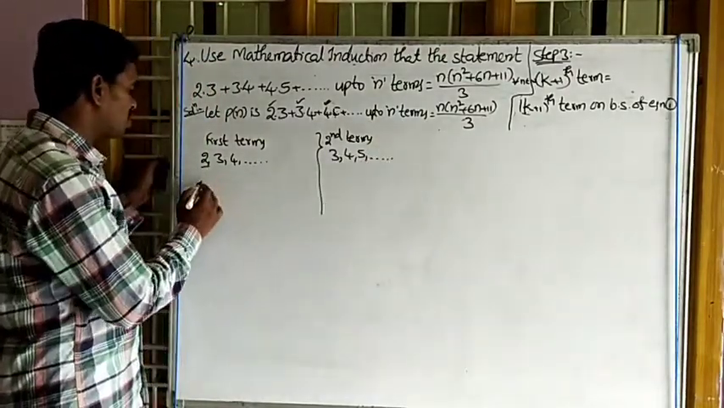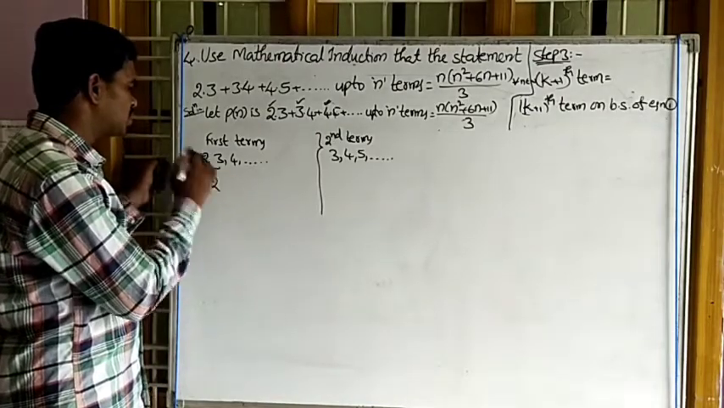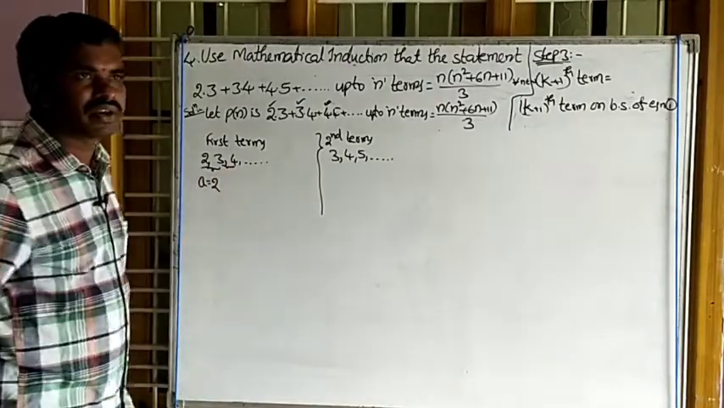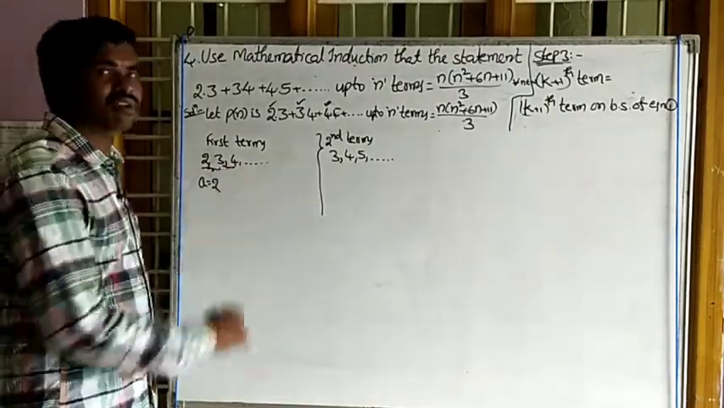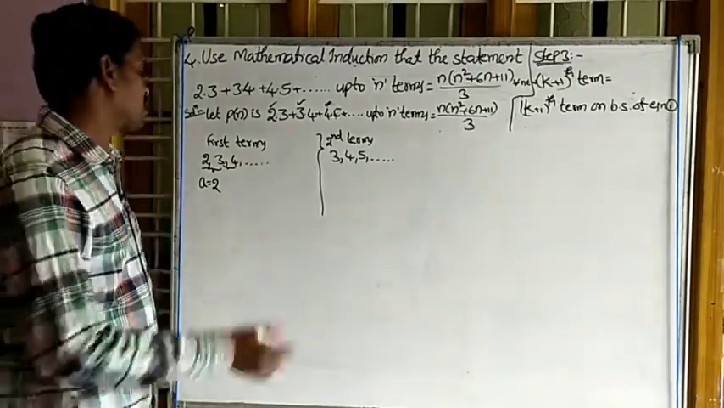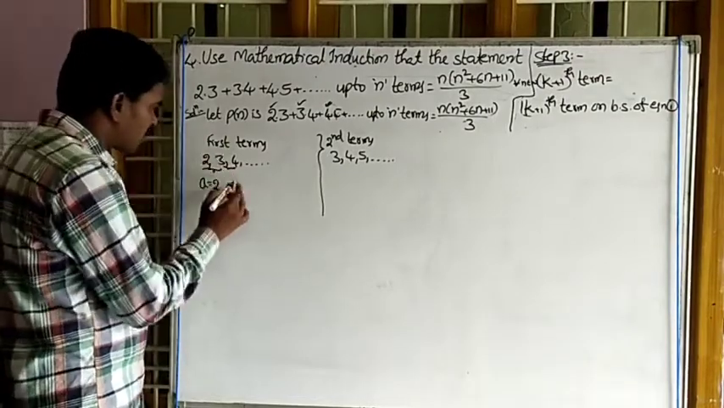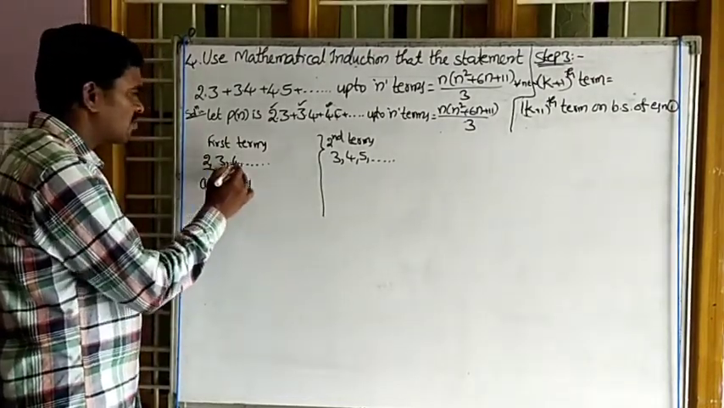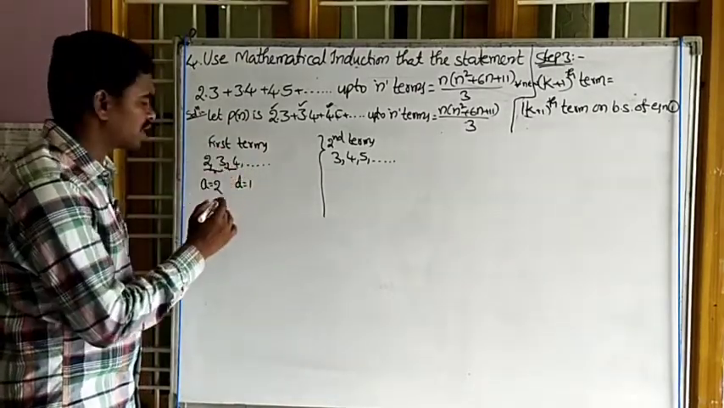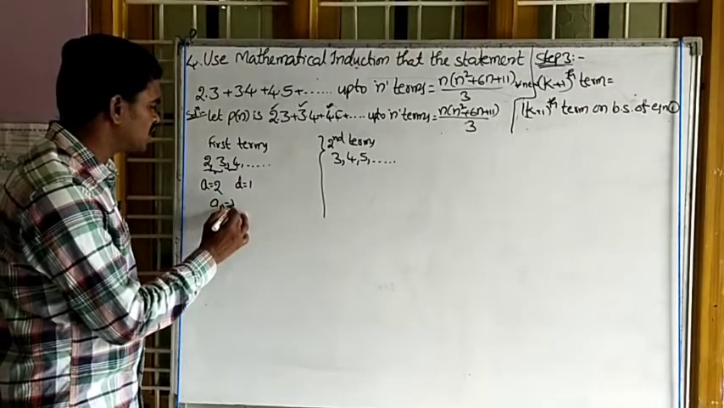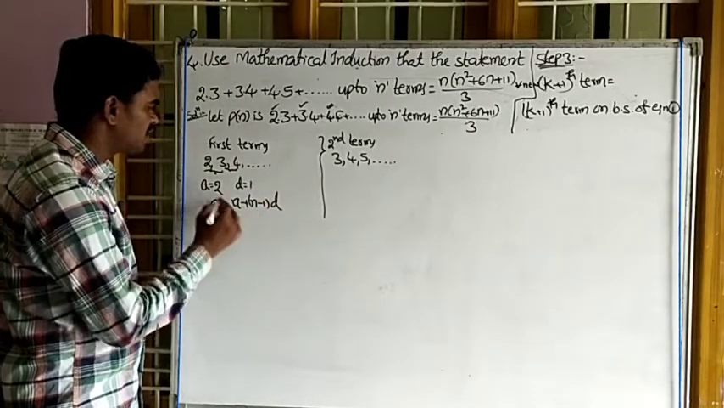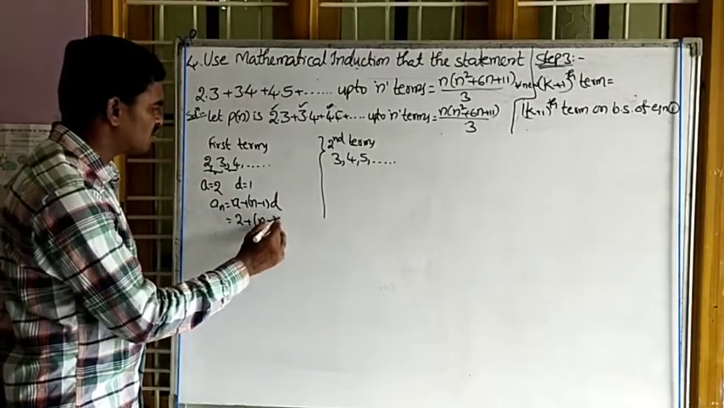Here the first term is 2. What is the difference between these two? 1. Next, the difference between 3 and 4 is also 1. So similarly we can guess the next number, 5, and the next, 6. Difference is 1: 3 minus 2 is 1, 4 minus 3 is 1, 5 minus 4 is also 1. When the difference is the same, that means it is an arithmetic progression. In an arithmetic progression, the nth term is a plus n minus 1 into d. So a is 2, plus n minus 1, d is 1.